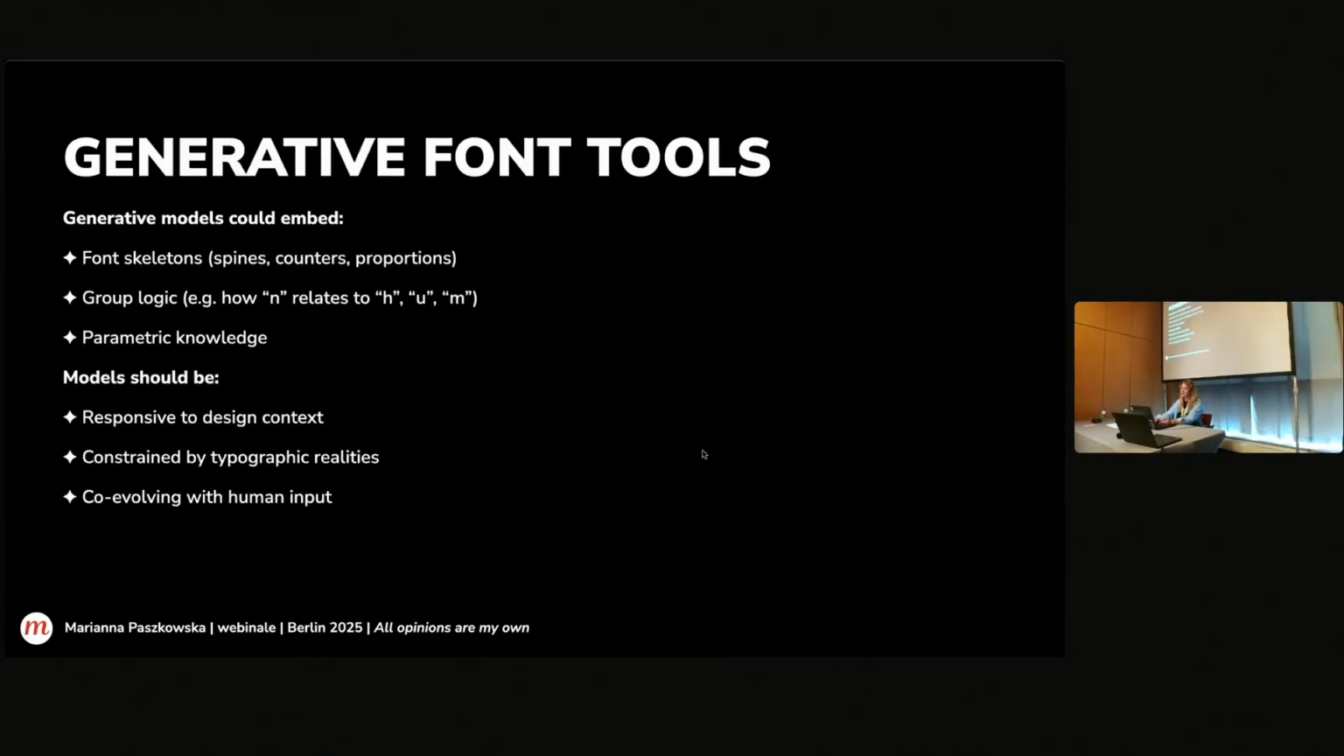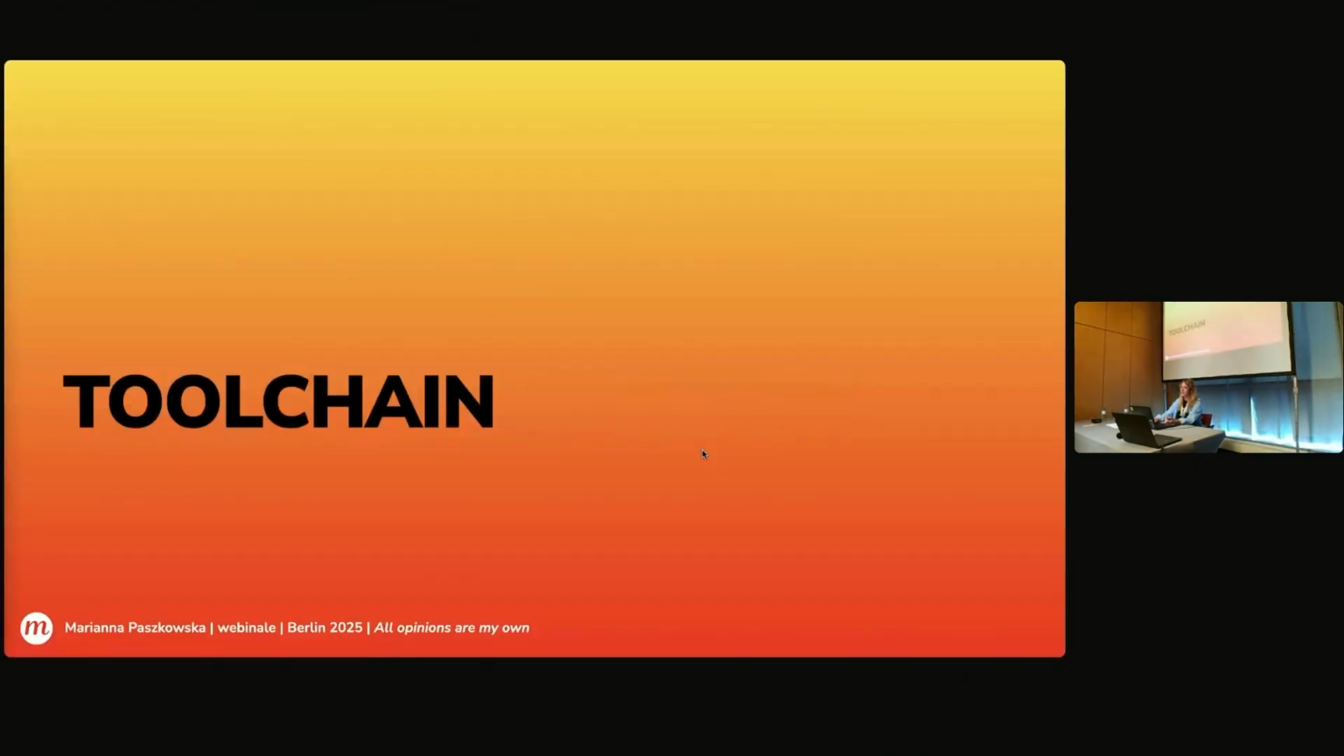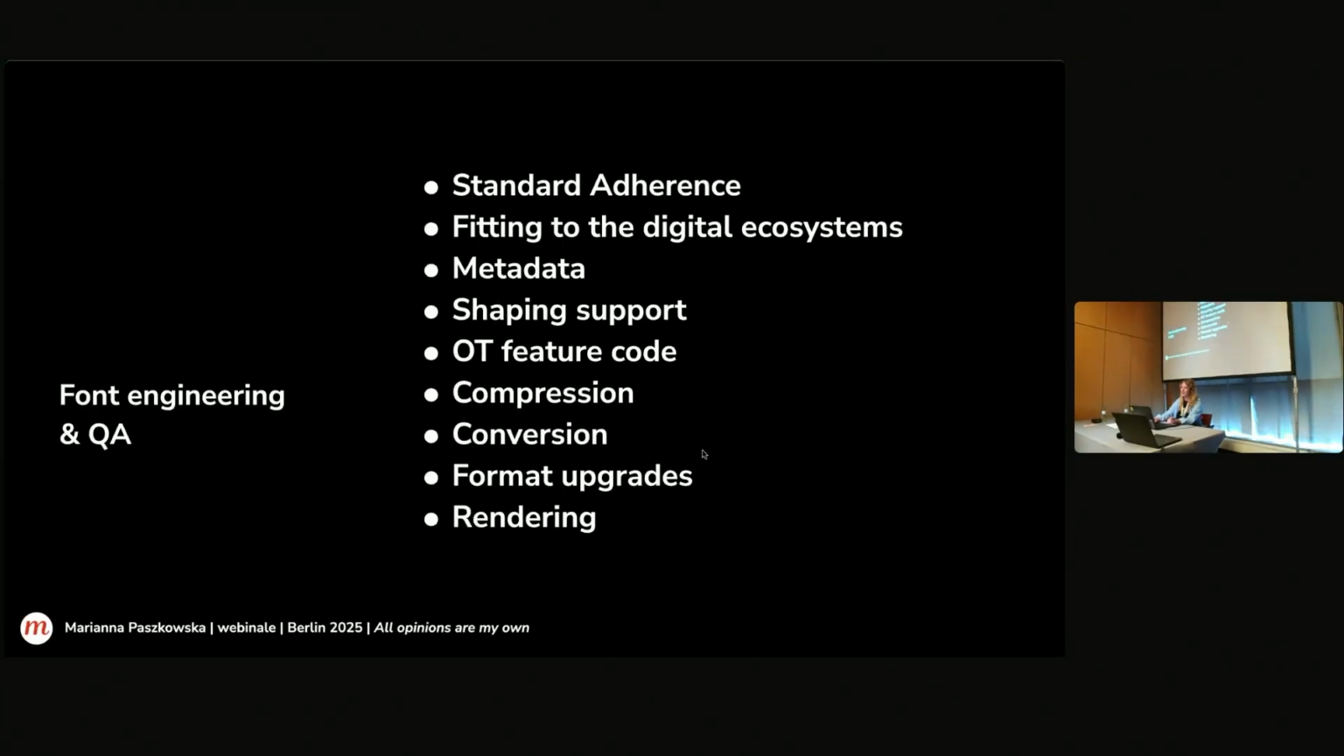So a little recap on some of my thoughts on generative font tools. A good AI font system should know that a glyph has a skeleton. It needs a little bit of type design knowledge. Group glyphs interrelate, type is used across scripts, sizes and devices, and it's part of a feedback loop.